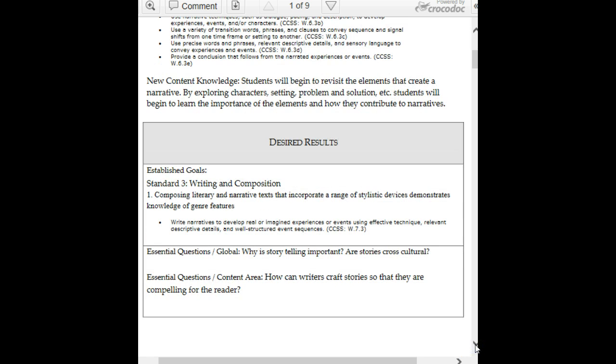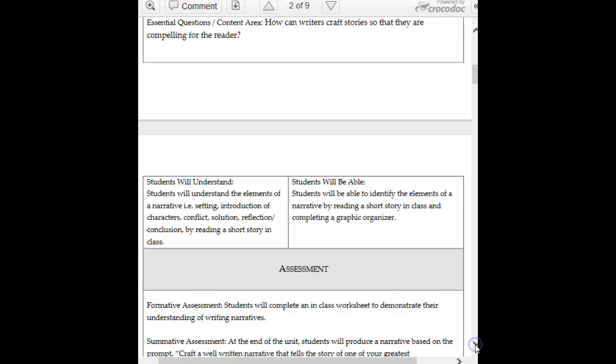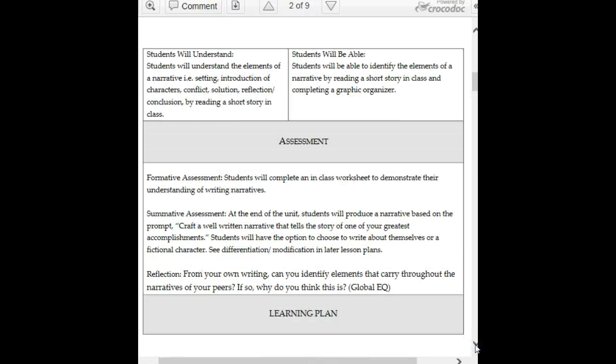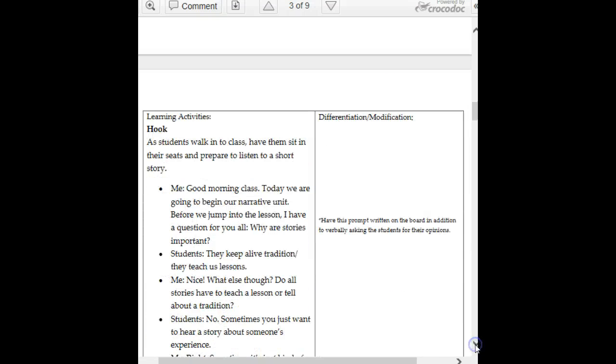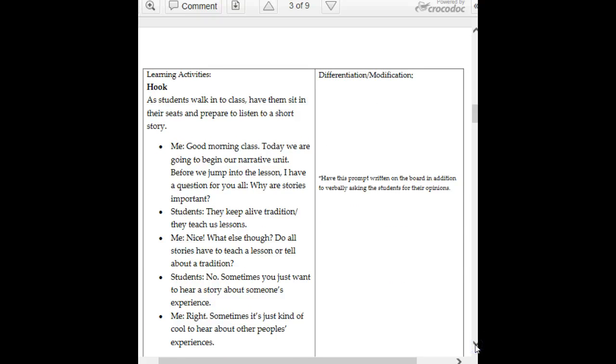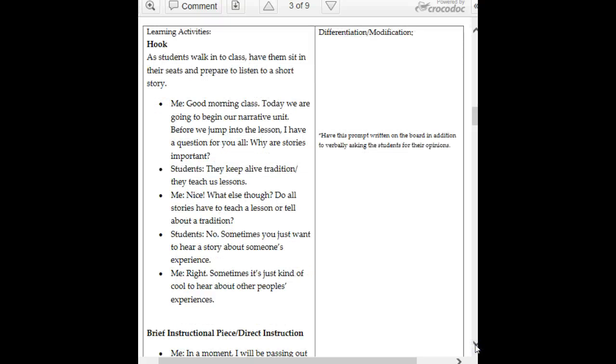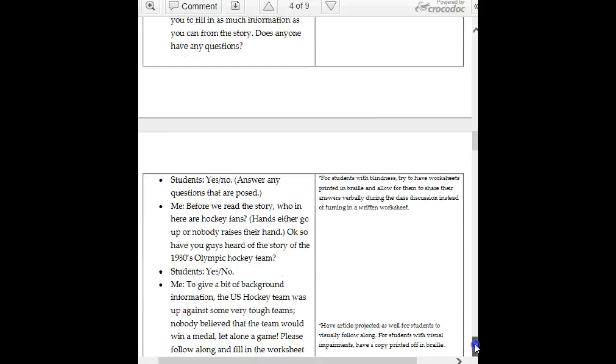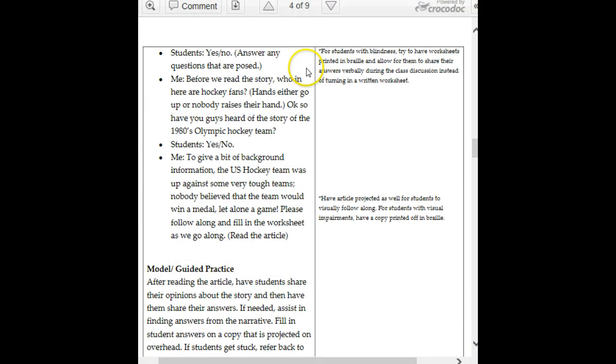So this is well aligned. The evidence outcome that you chose aligns well with your essential questions and exactly what you'll be asking the kids to do in class. The learning plan, so good. So you start with why we tell stories, and then you tell them what they're supposed to be doing while you read the story with them. And I like some of the differentiation you have in here for students who might have visual impairments.